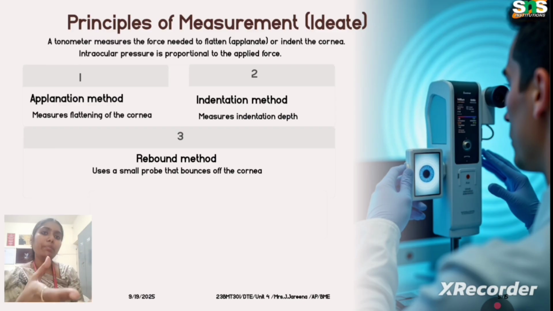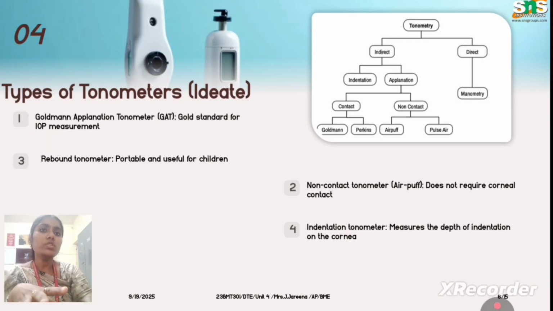By putting pressure, we are going to measure the IOP which is present in the eye just by flattening the cornea. So this is the basic working principle of all sorts of tonometers, whether applanation, indentation or rebound method. We just calculate how much pressure we are putting in order to flatten the cornea. Second, we will see the different types of tonometer.